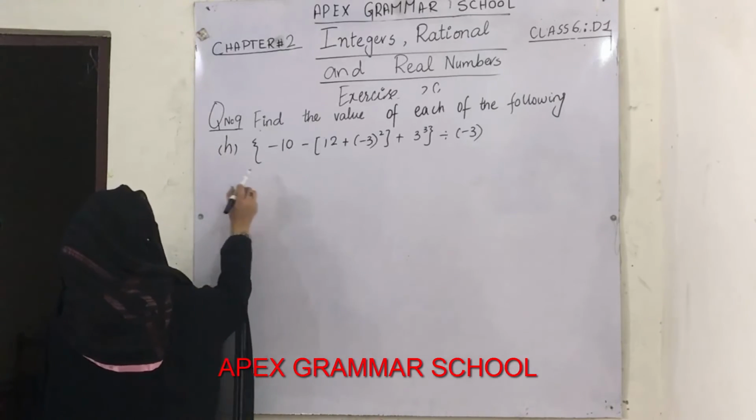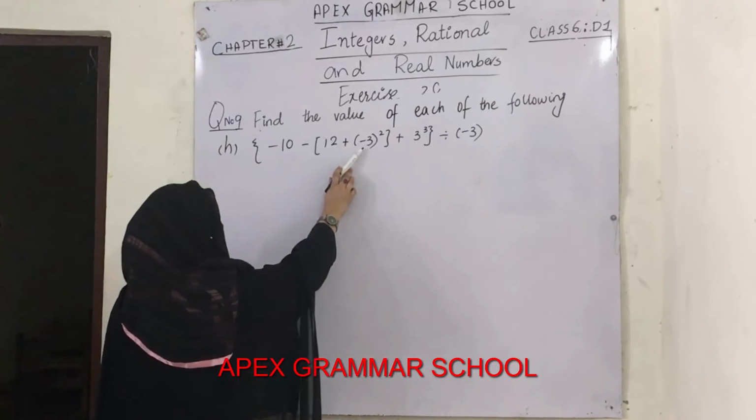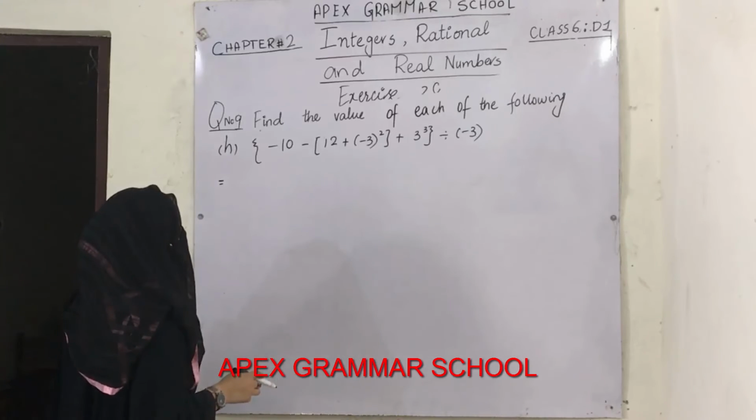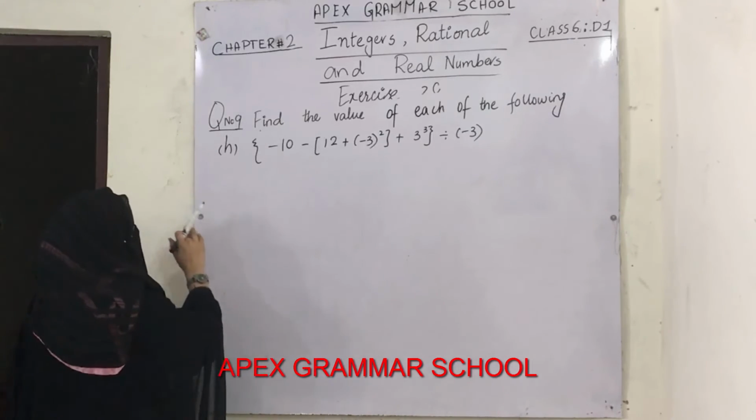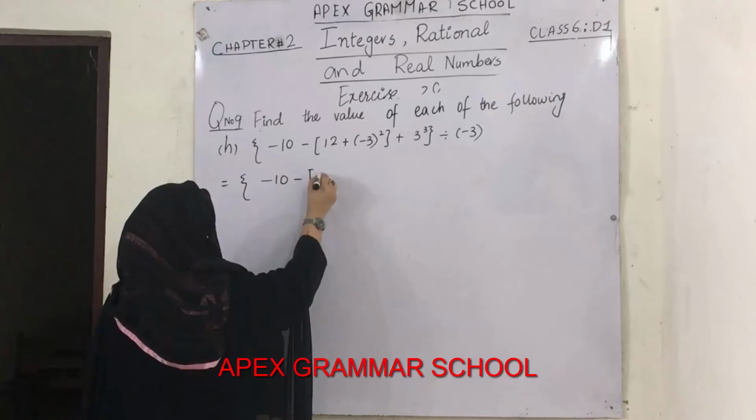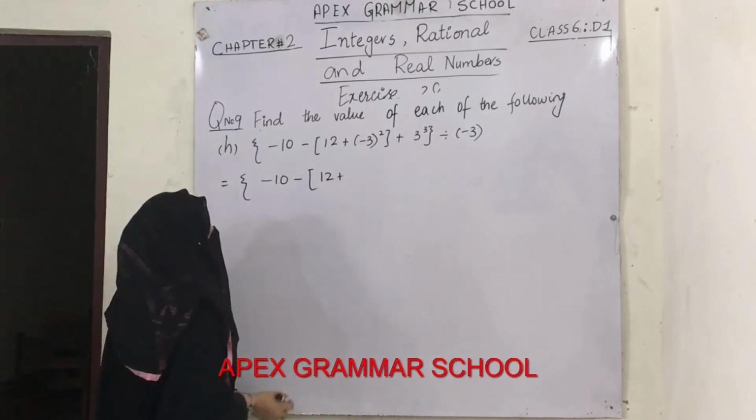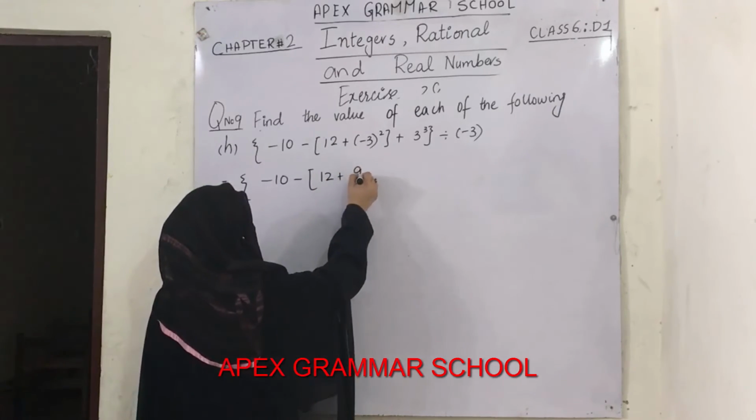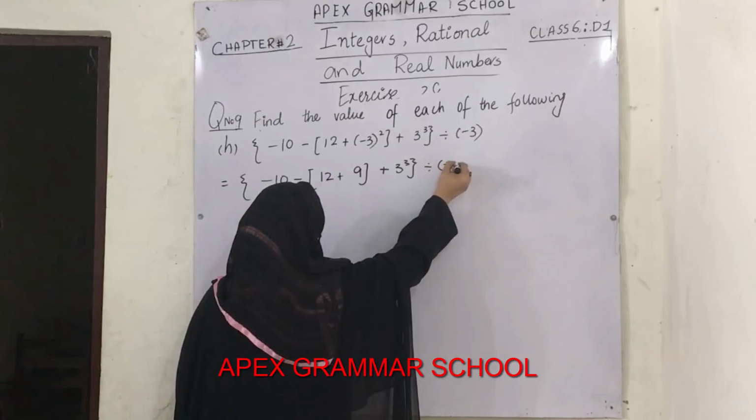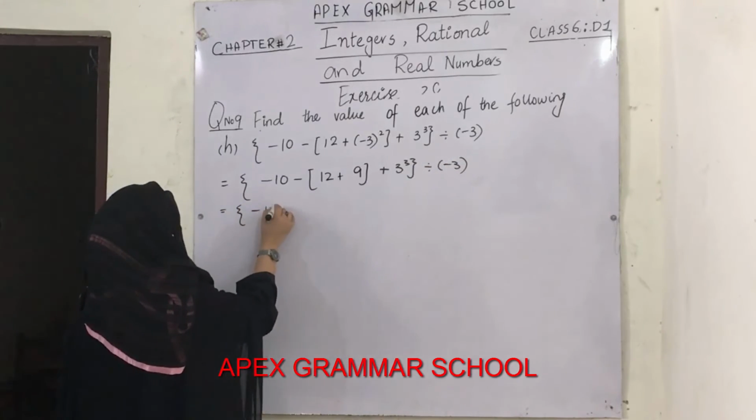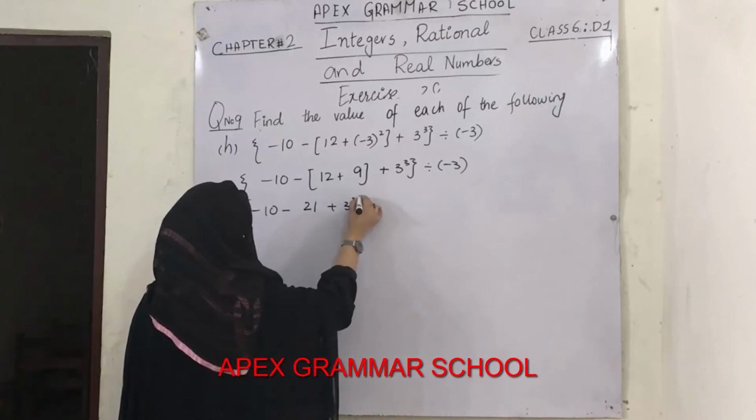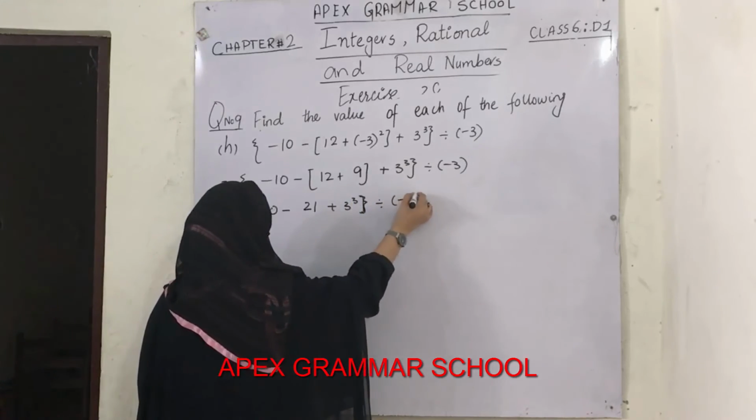Question number 9, H part. Minus 10 into minus 12 plus 3 square plus 3 cube divided by minus 3. Now first I am going to solve my bracket. Minus 10 minus 12 plus square of minus 3. Again, when you take the square of any negative number you will get plus 9, plus cube of 3 divided by minus 3. Minus 10 minus 12 plus 9 is 21, plus 3 cube divided by minus 3.